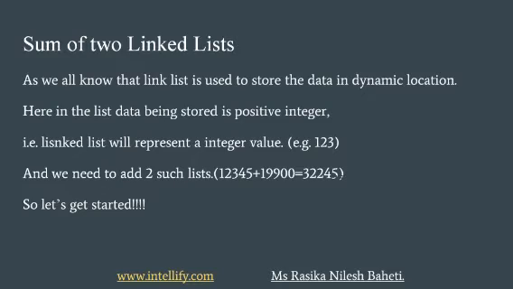As we all know, a linked list is used to store data in dynamic locations. Here the data being stored in the list is a positive integer, i.e., a linked list will represent an integer value. Example: 123. So the list with 123 contains 3 nodes to represent 1, 2, and 3 respectively. And we need to add 2 such lists. Let's consider that list 1 contains 12,345, and another list has 19,900 stored. Then the resultant list will have 32,245 stored. Did you think this is interesting?